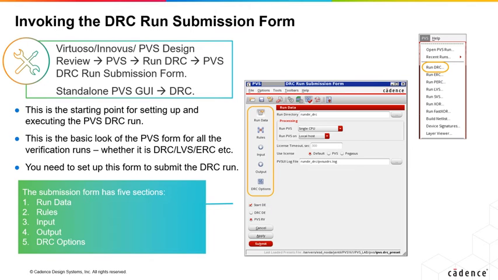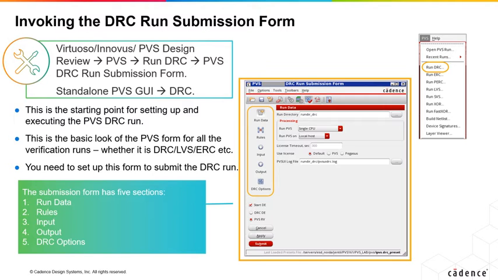How to invoke the PVS DRC run submission form. You may invoke the form from the Virtuoso, Innovus, or PVS design review platforms, where you click on the PVS drop-down on the toolbar, then select Run DRC, and the GUI comes up.